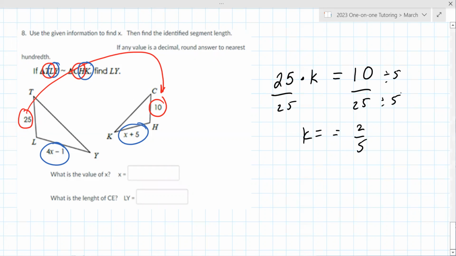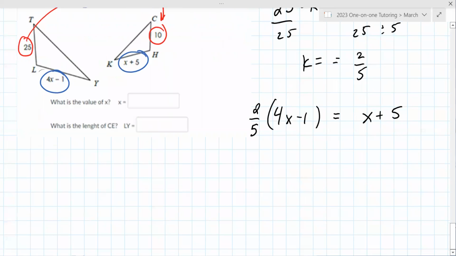So what that means is to go from LY, which is 4x minus 1, you will multiply that by 2/5 to get the right-hand side, which is x plus 5. So unfortunately, you don't get out of solving an equation, but maybe this is okay. Yeah, I like this way a little bit better. All right, good.